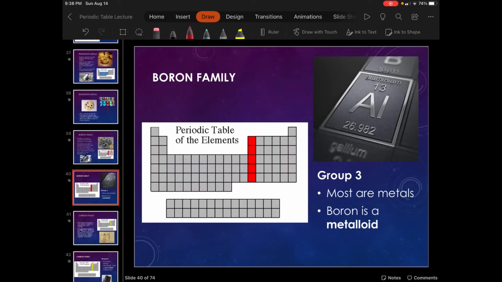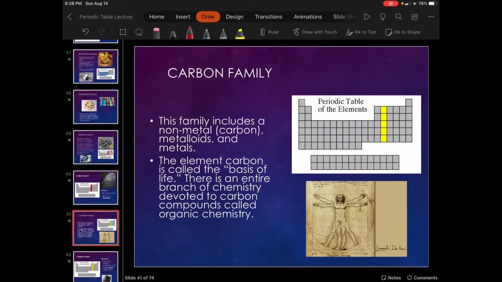The boron family, group 3A, most are metals. Boron is a metalloid. The carbon family comes in group 4A. This family includes a nonmetal, carbon, metalloids, and metals. The element carbon, again, notice this. In Gen Chem, we say this whole block is gas, but in AP Chem, we start to really break this down.